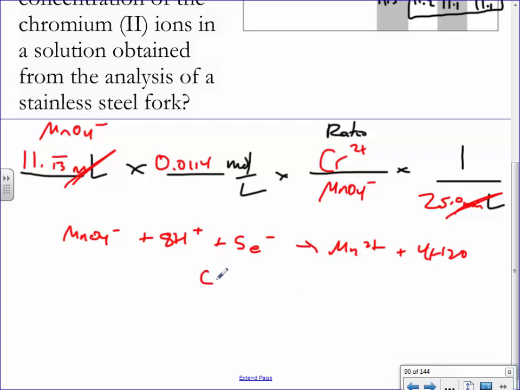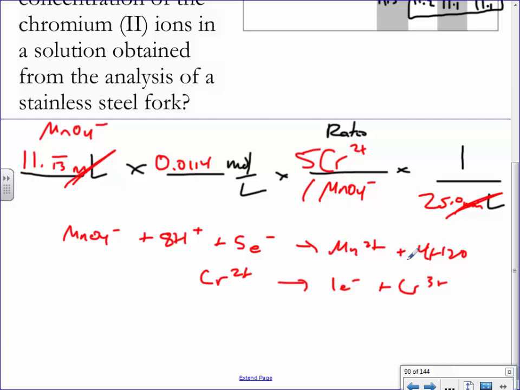And then the other equation is exactly what we did before. It's just chromium, not iron. So chromium 2 plus is going to go to an electron plus chromium 3 plus. I'm not even sure you need to write this out. If you can do this in your head, the ratio is going to be 5 chromiums for every 1 permanganate. There we go. That's all you need.